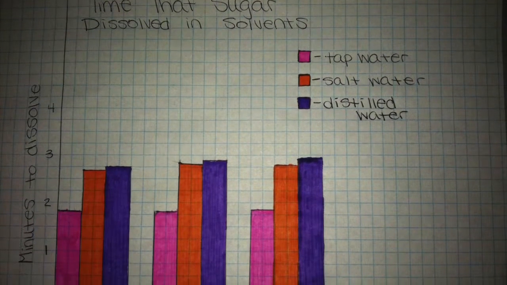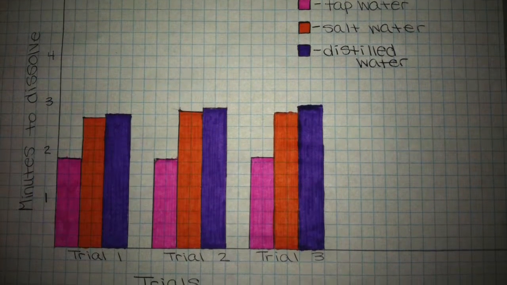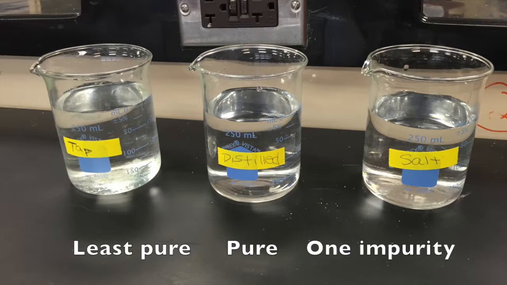The results from our experiment disprove our hypothesis. Our experiment supports the idea that solute dissolves faster when there are already substances in the solvent.